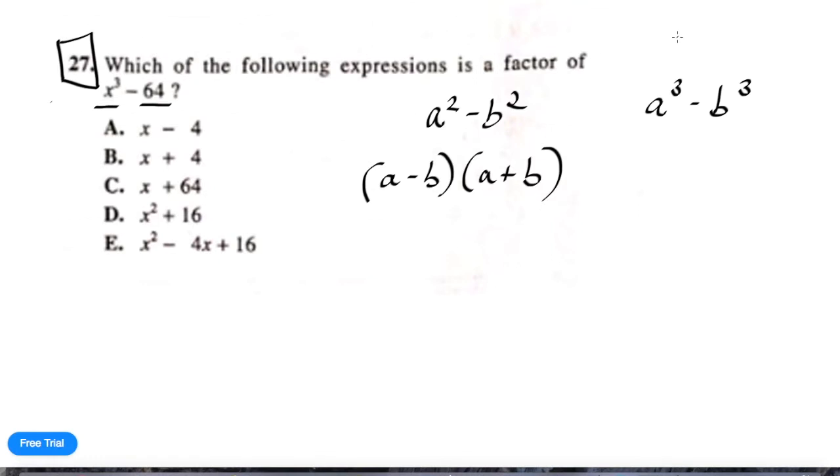64 is 4 cubed. Right? So this is the same thing as writing x cubed minus 4 cubed. All right, this can always be factored the same way. So let's back up and give the more generic version of how this is factored. It's always factored as a minus b. Let's put a little separator here so we know we're talking about separate things. A minus b times a squared plus ab plus b squared.